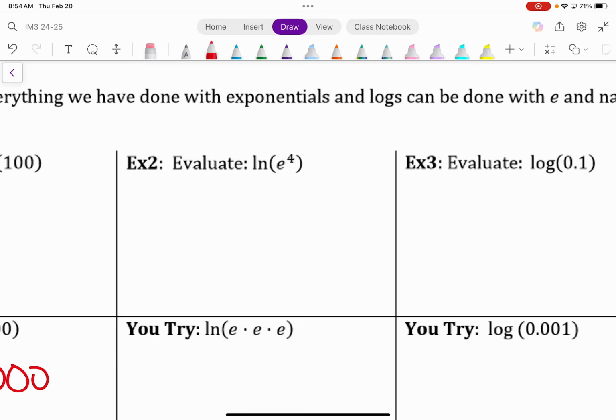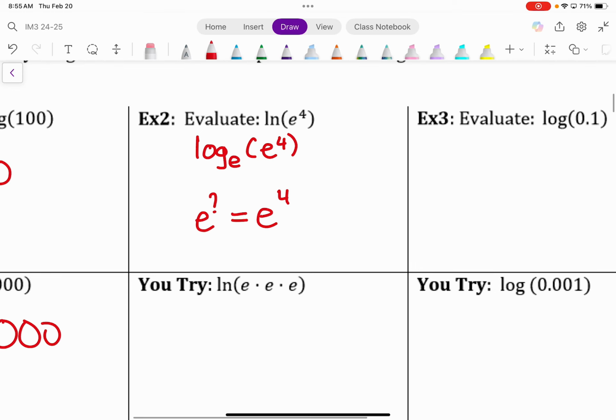However, for now, I'm going to rewrite this just so you guys can visualize it, and this might make more sense for you. Ln of e to the fourth is the same as having log base e of e to the fourth, right? So in other words, because natural log has base e, we have the following problem. E to the power of what gives you e to the fourth? What must the exponent be to make this a true statement? 4, right? If I have e to the fourth, then that would equal e to the fourth. That would essentially be the same thing on both sides.